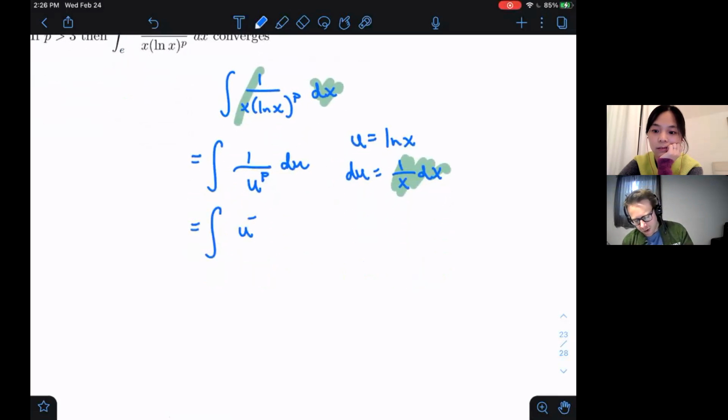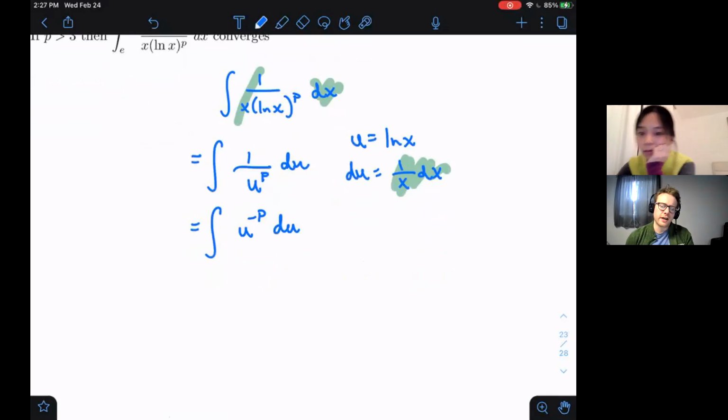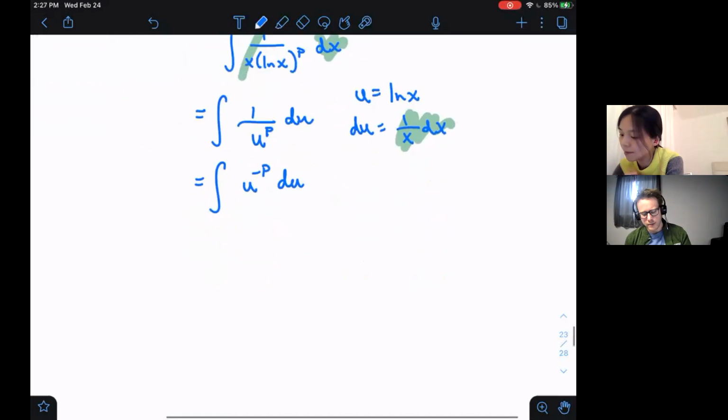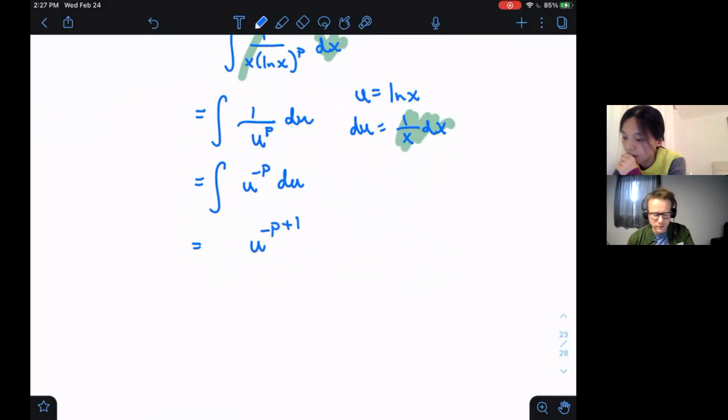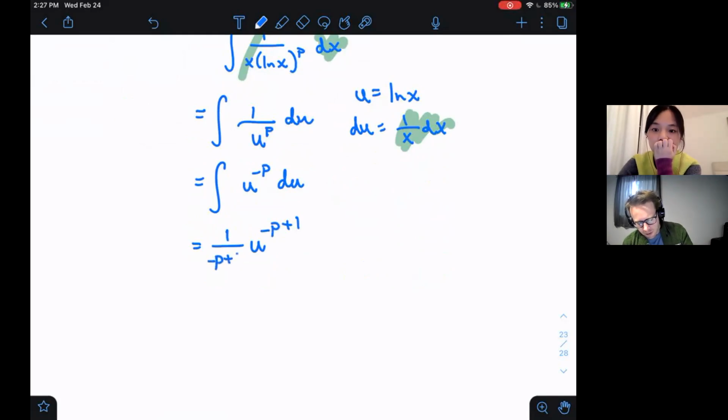Maybe a good thing is to rewrite this. Whenever I'm doing calculus with these powers, having a negative exponent is not so bad, because now you can clearly see that this is going to be a power rule. Whenever you use the power rule, remember you need to raise your power by 1, and then divide through by your new power. So it'd be like this. And of course, you can double check: if I take the derivative of this, I should get back to where I started.